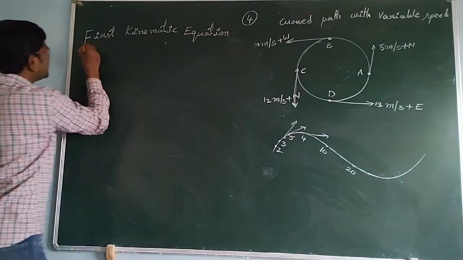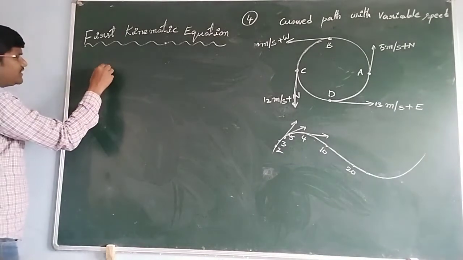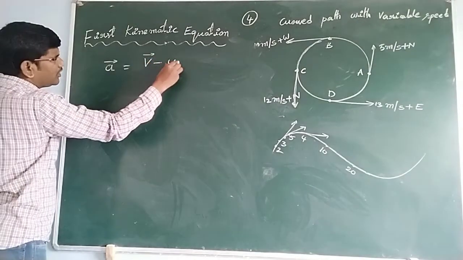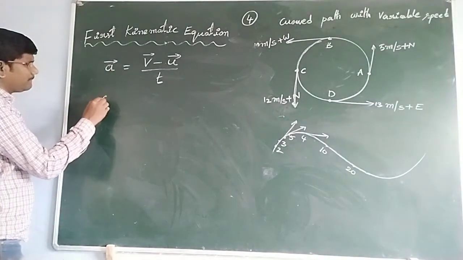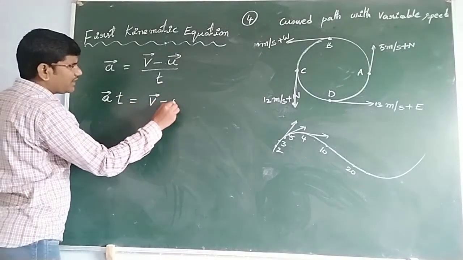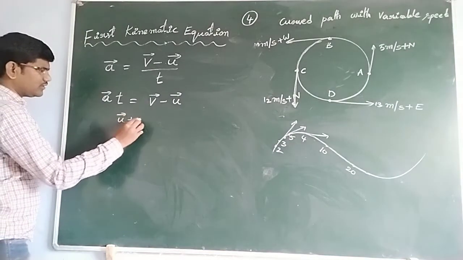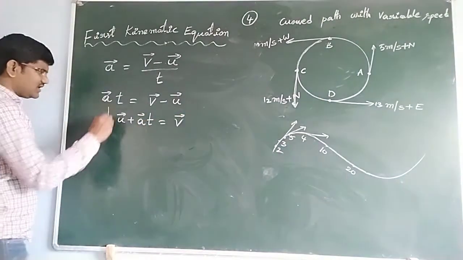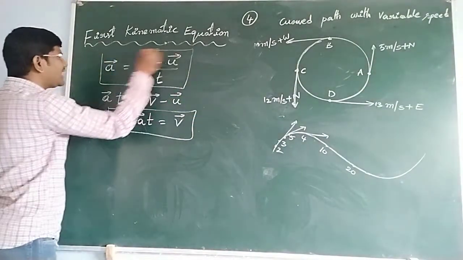So the first kinematic equation we are going to write is the definition of acceleration. A bar is equal to the change in velocity, so you write (V bar minus U bar) by T. Okay students, do the cross multiplication. Then A bar into T is equal to what will you get? V bar minus U bar, and bring that minus U bar to this side. So U bar plus A bar into T is equal to V bar. This is the first kinematic equation, and we got this from the definition of acceleration.